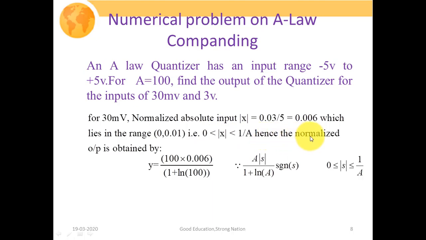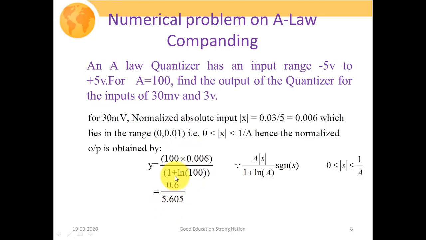So the compressor characteristics, or the output of the compressor, would be calculated by this equation: A times the normalized signal value over 1 plus ln of A, times the sine of S, since the normalized signal value lies between 0 and 1 by A. So the normalized output of our given signal would be calculated as 100 times 0.006 over 1 plus ln of 100. This turns out to be 0.6 upon 5.605.